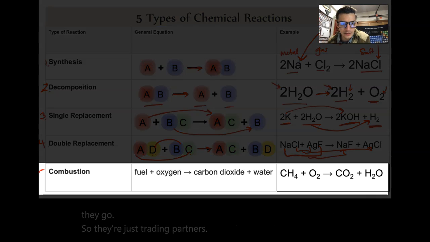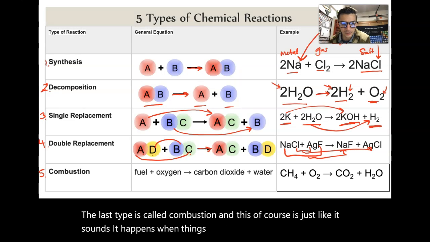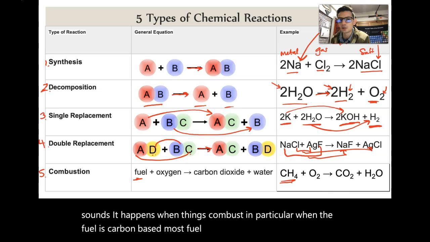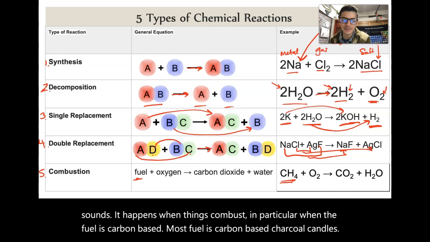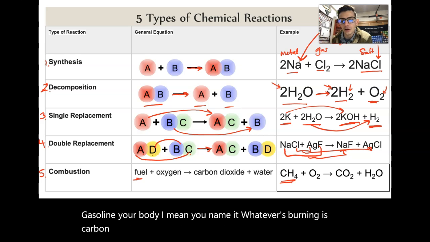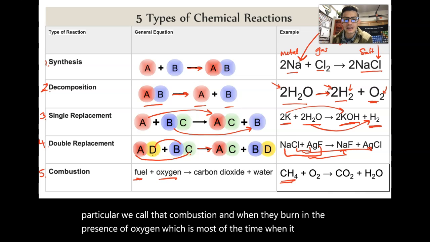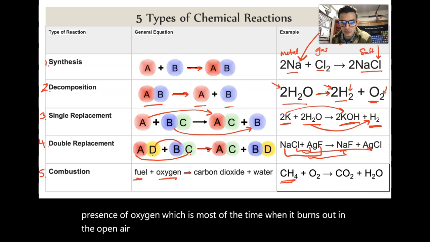The last type is called combustion, and this, of course, is just like it sounds. It happens when things combust. In particular, when the fuel is carbon-based. Most fuel is carbon-based. Charcoal, candles, gasoline, your body, you name it. Whatever's burning is carbon-based. And so when carbon-based things burn, we call that combustion. And when they burn in the presence of oxygen, which is most of the time when it burns out in the open air, you always produce these two molecules, carbon dioxide and water.